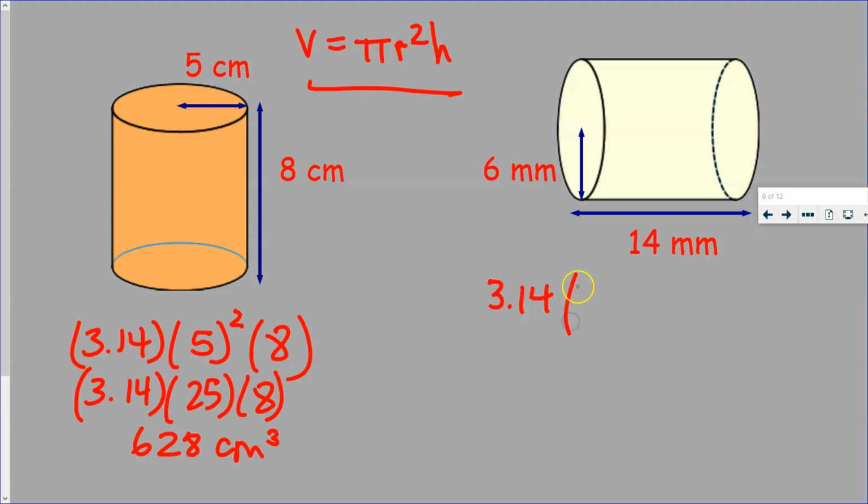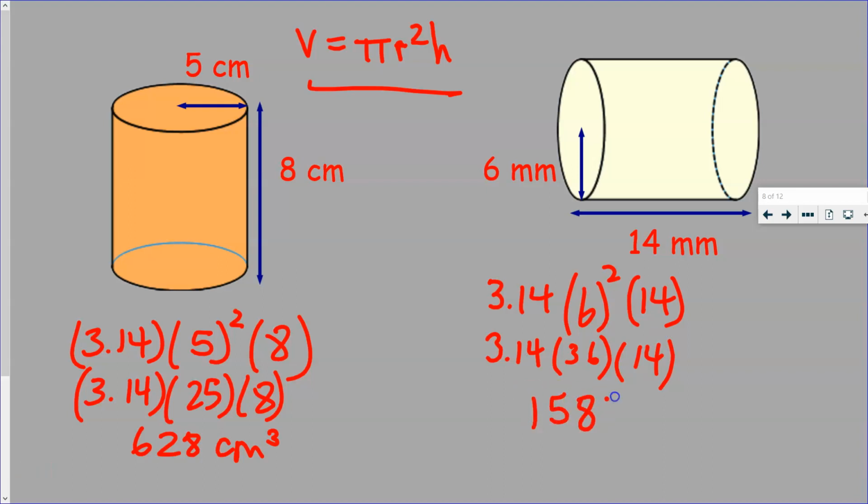This one we're going 3.14 times the radius, and again, don't forget, if you're given diameter, you can just knock that in half to get your radius. So we'll probably do that in a few questions. Squared times 14. So I've got 3.14 times 36 times 14, which gives me 1,582.56, and note the units were millimeters this time, cubed. So pay attention to that.